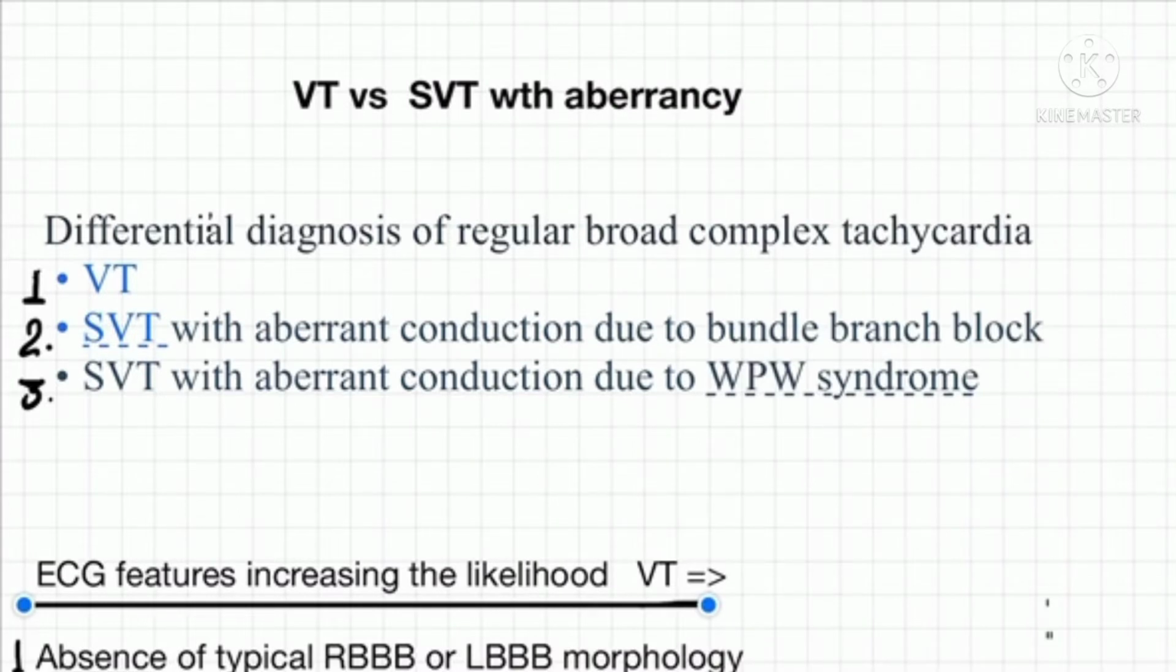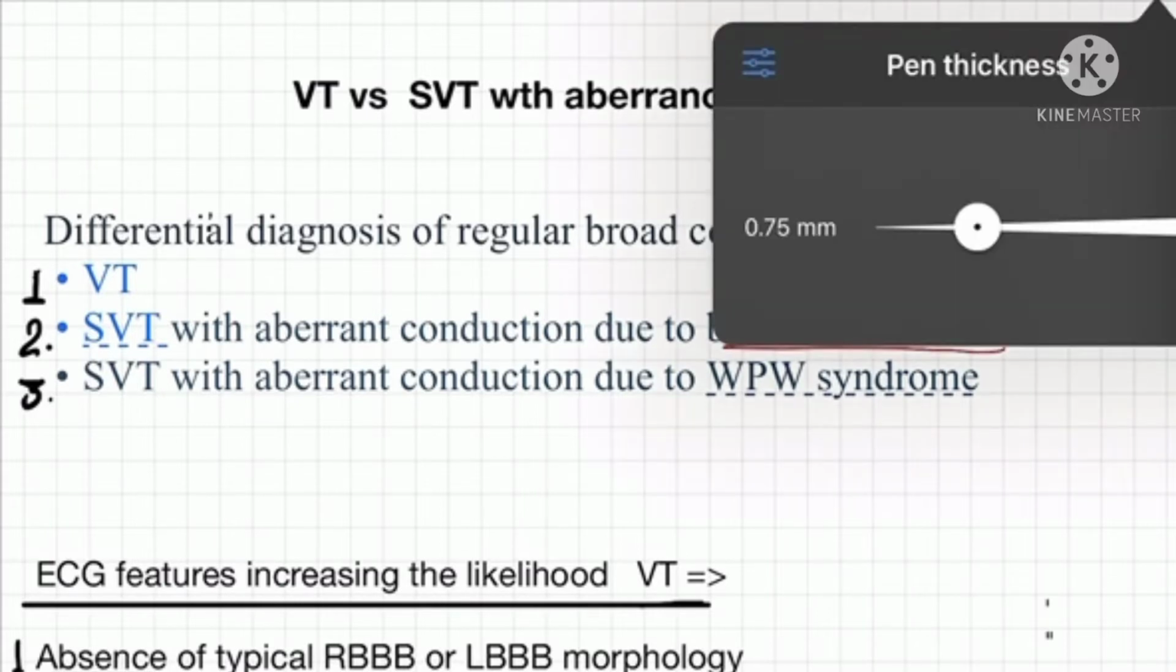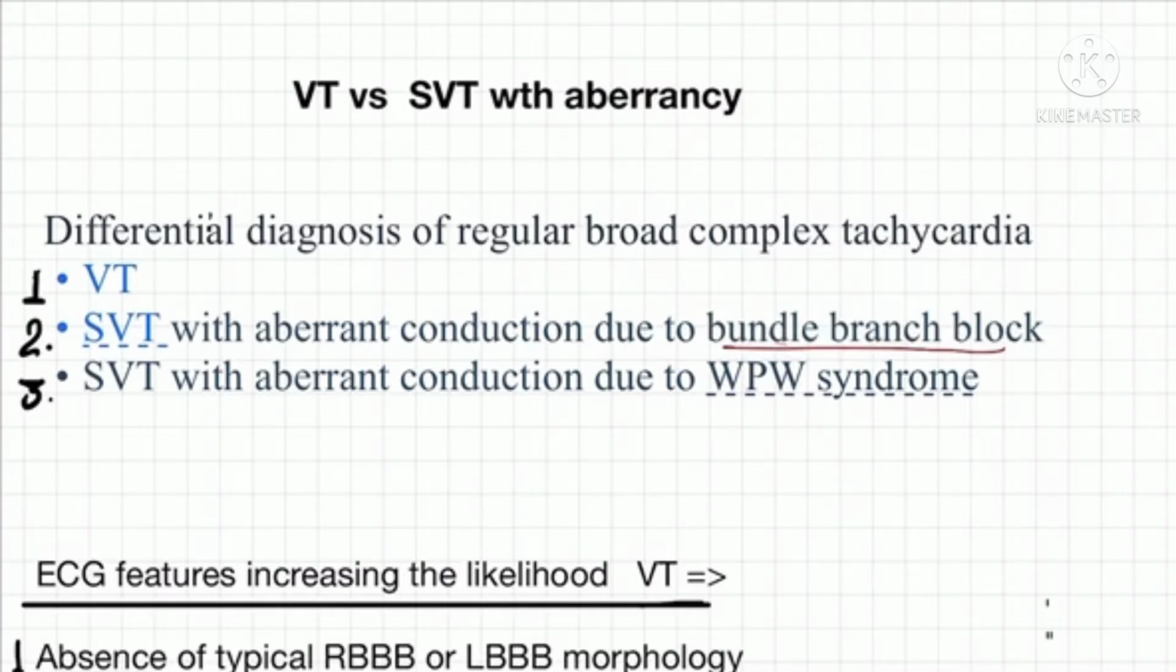For example, before we progress, when we see the ECG of a broad complex tachycardia, there are at least three things in our minds: VT, SVT with aberrant conduction due to bundle branch blocks, and SVT with aberrant conduction due to WPW syndrome. VT and these two are the main differential diagnoses for the broad complex tachycardia.